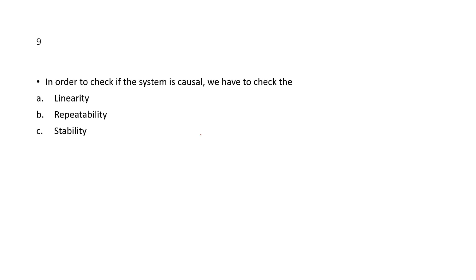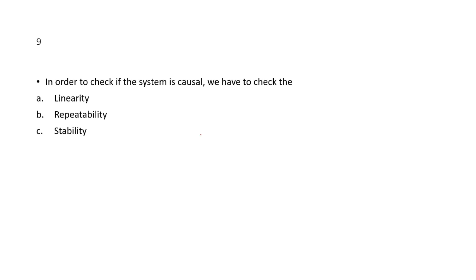What is causal? Sorry, repeatability. Someone said linearity. Let me explain once again. Causal means I am applying an input perturbation and I get an output. I am considering that my output is totally dependent upon my input. It has nothing to do with the external noise. The external noise signal is not affecting my input signal, and it has no effect on my output.